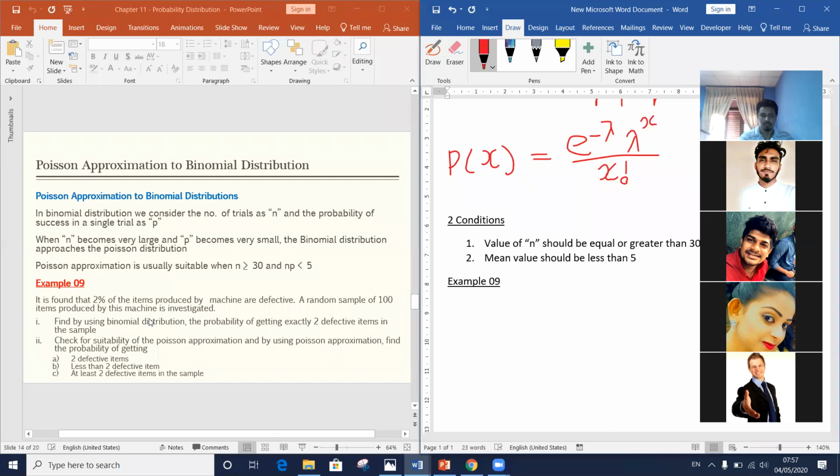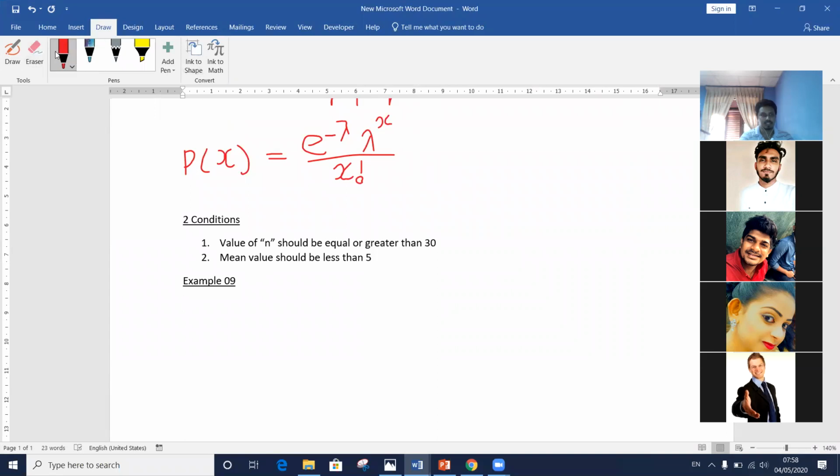We are asked to use the binomial distribution to calculate the probability of getting exactly 2 defective items. Right? Probability of getting exactly 2 defective items. Part 1. It means when x is equal to 2. Using binomial distribution means using the first formula, nCr.